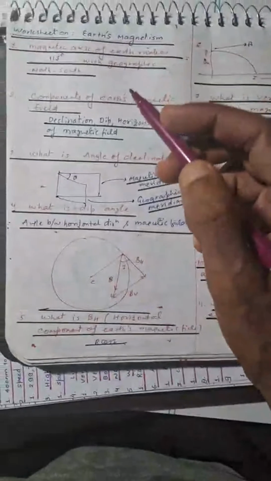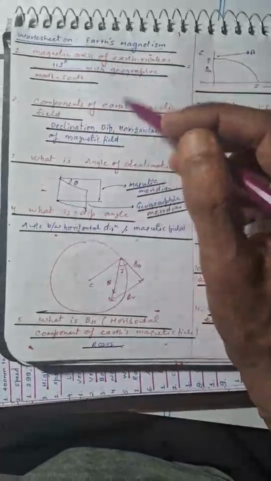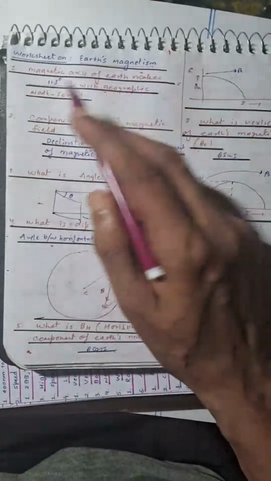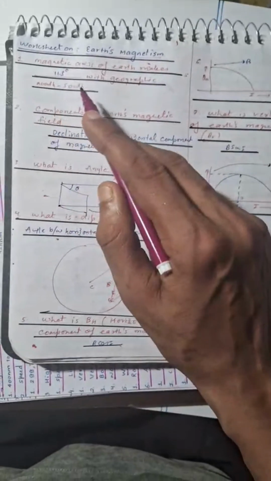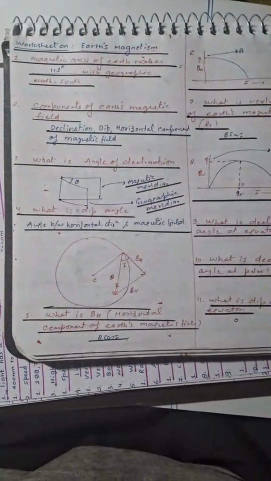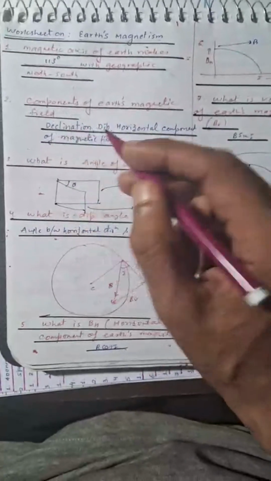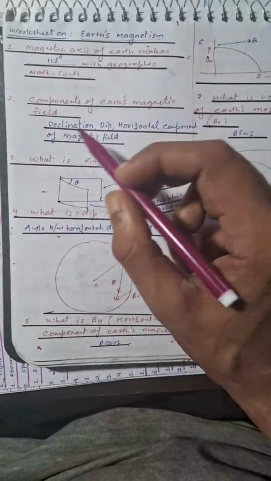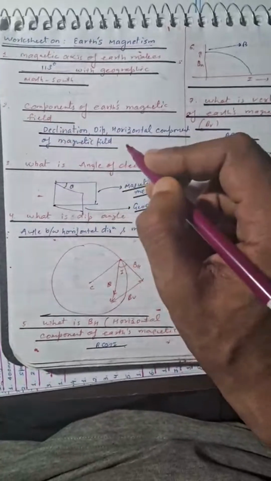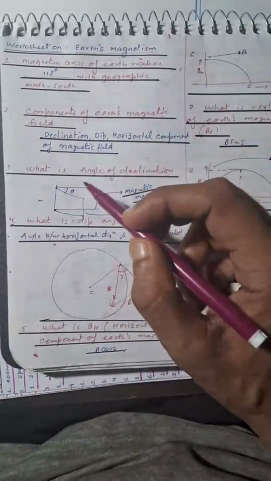Let's see another worksheet on Earth's magnetism. So here is the first question, that the magnetic axis of Earth makes an angle of 11.3 degrees with the geometrical axis. Next is components of Earth's magnetic field. So the components are declination, dip, and horizontal component of magnetic field.